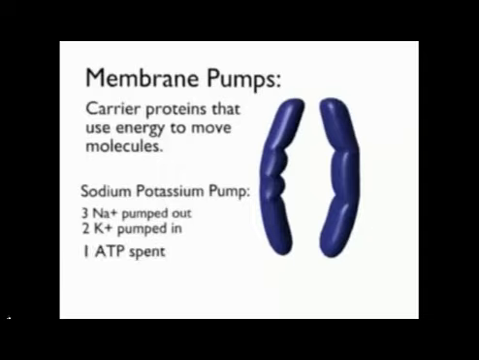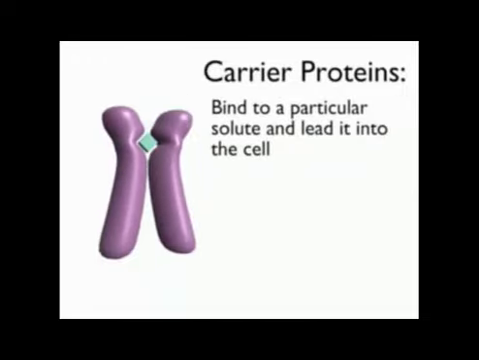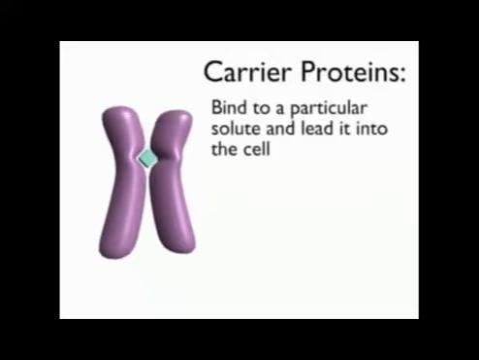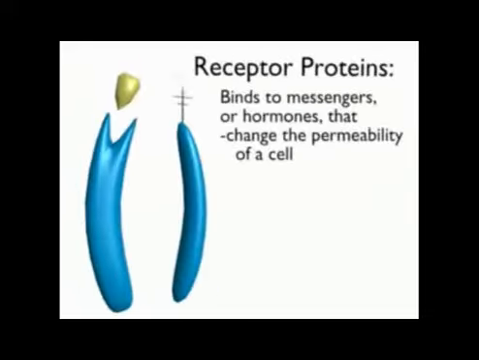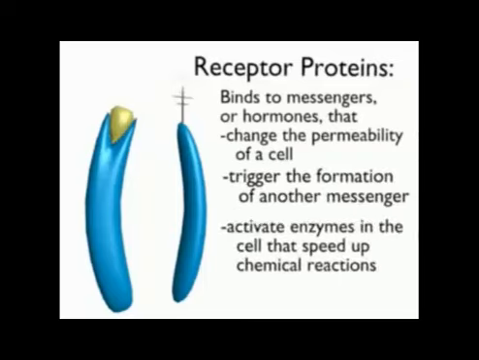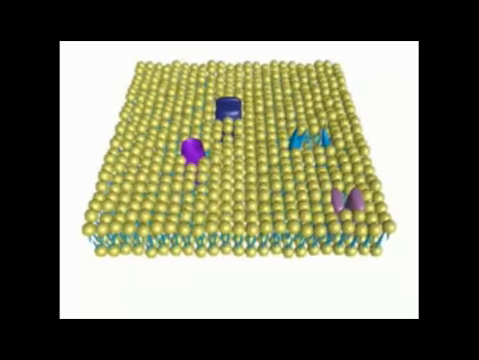The next are carrier proteins. Each is built to bind and lead a specific substance into the cell. Carrier proteins bind to this particular solute and lead it into the cell. The protein will change shape as a way to move the molecule. Last are the receptor proteins. These bind messengers or hormones that change the permeability of the cell. They'll trigger the formation of another message in the cell, or they'll activate enzymes in the cell to speed up reactions. So those are the integral proteins.